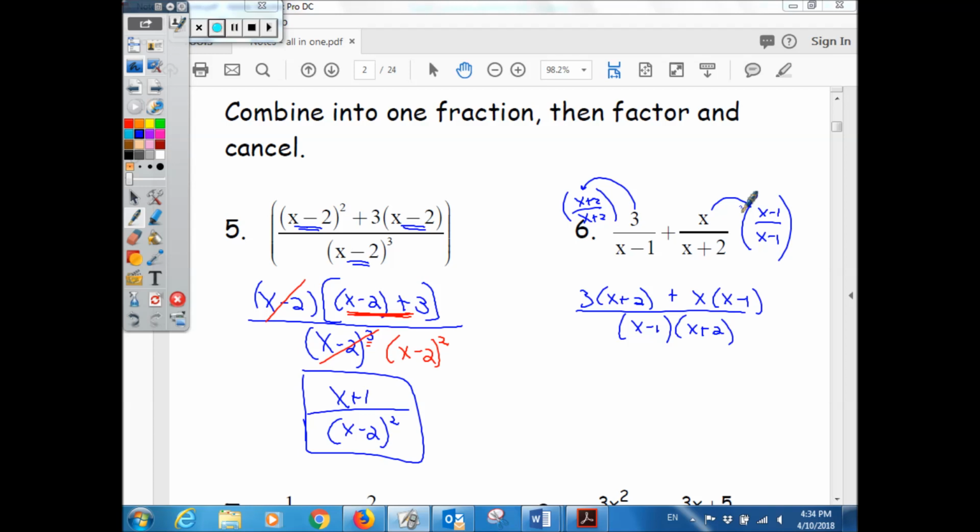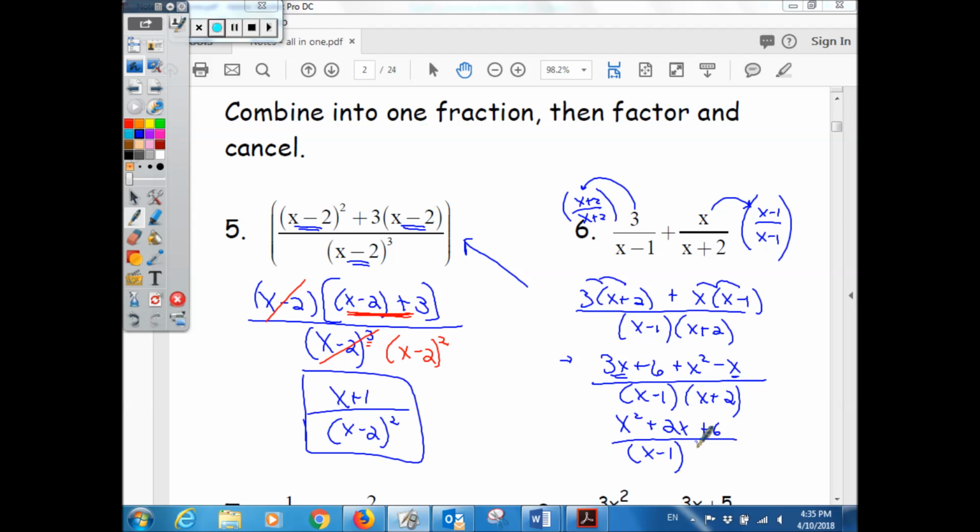So now I don't see the same thing that I had over here again, where I can factor out a binomial. So I'm going to go ahead and distribute and simplify and see if then I can factor what I'm left with. So 3x plus 6 plus x squared minus x all over x minus 1 times x plus 2. I'm going to put this numerator in standard form, so x squared plus 2x, when I add these together, plus 6, all still over x minus 1 times x plus 2.